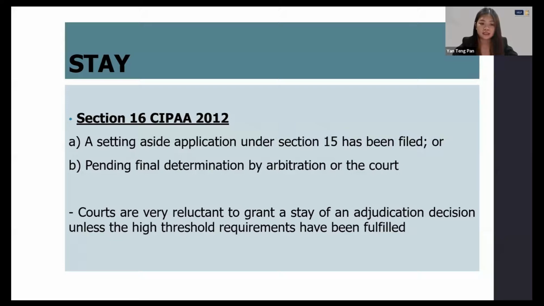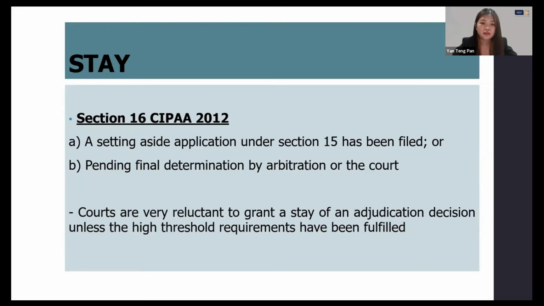Alternatively, an unsuccessful party may also apply to the High Court for a stay of an adjudication decision under Section 16 of CIPAA if a setting aside application under Section 15 has been filed, or the subject matter of the adjudication decision is pending final determination by arbitration or the court. Whether a stay is to be granted falls within the discretion of the court. The unsuccessful party still bears the burden of proof to satisfy the court how and why discretion ought to be exercised in its favor.